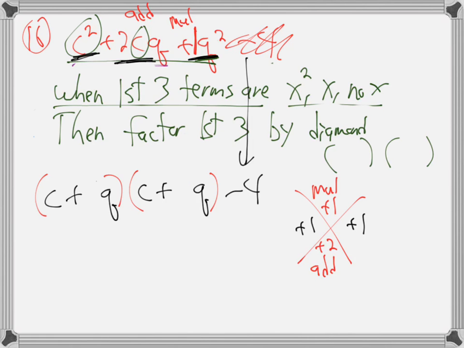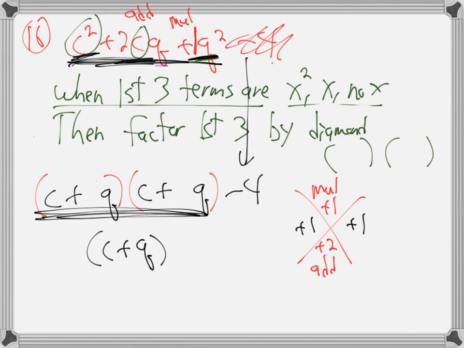Right? Q times q is q squared. And so that is the factorization of these 3. That's the pattern we've learned for how to handle those 3. Good so far? Now, what do you do when you have 2 identical twins? Yeah, c plus q squared, right? You good so far?